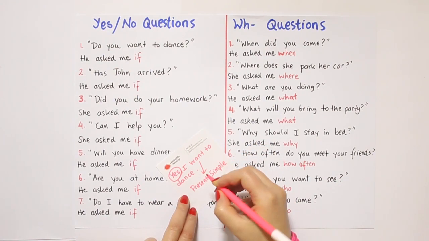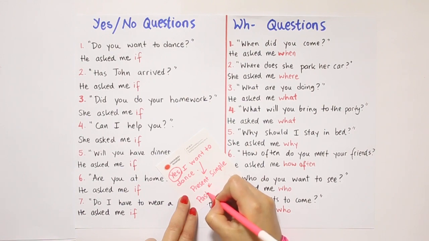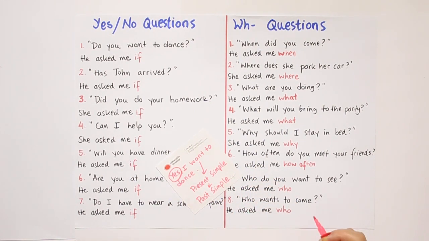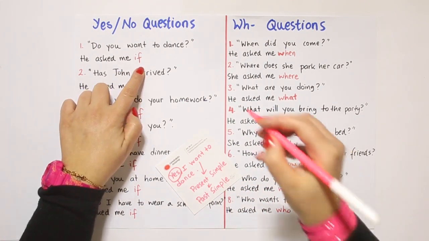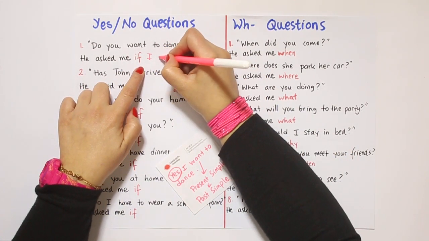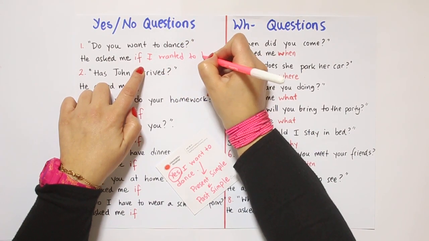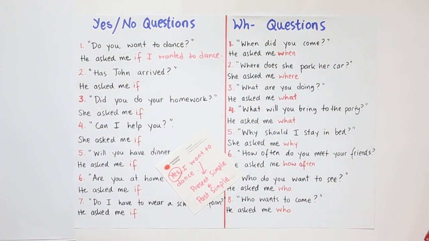And present simple becomes past simple, all right? But we said it is not going to be in question form again. So he asked me if I wanted to dance. Let's look at the second one.